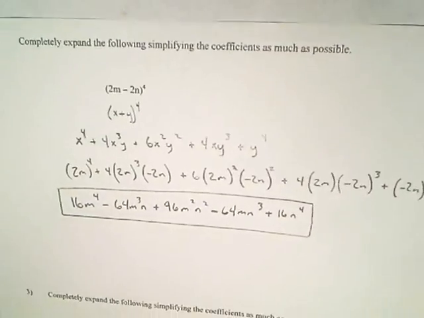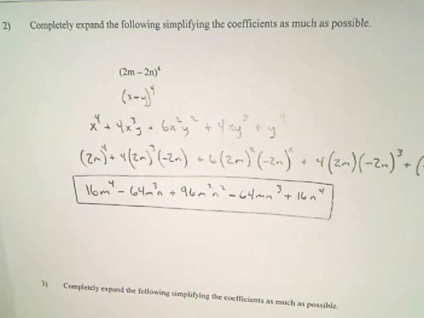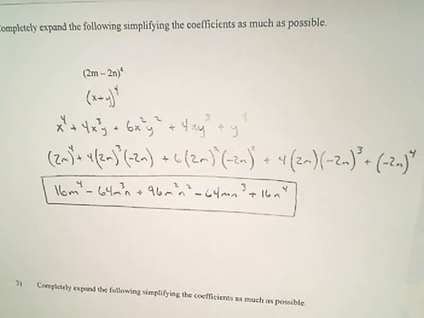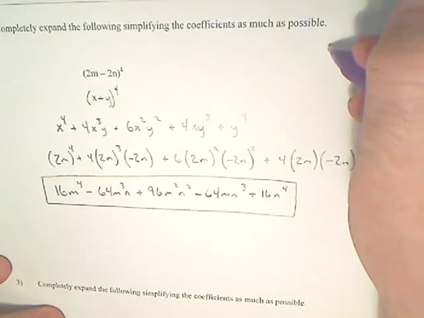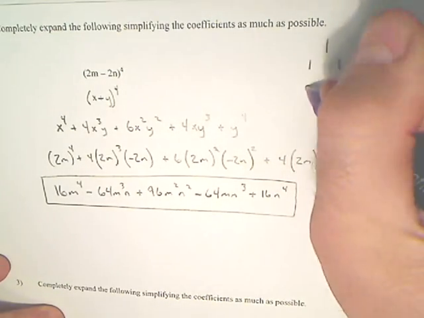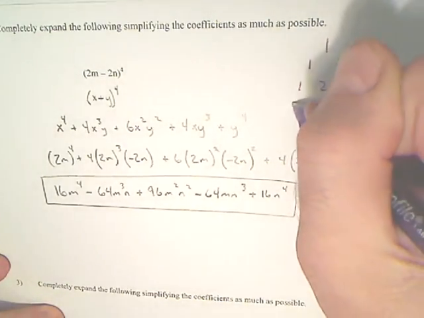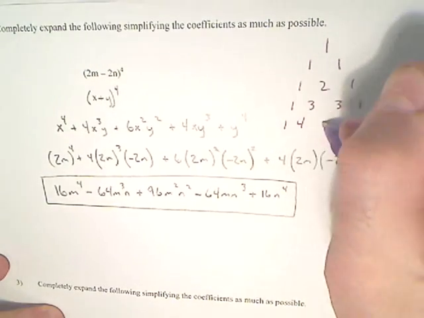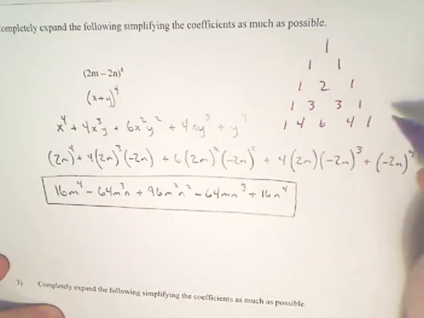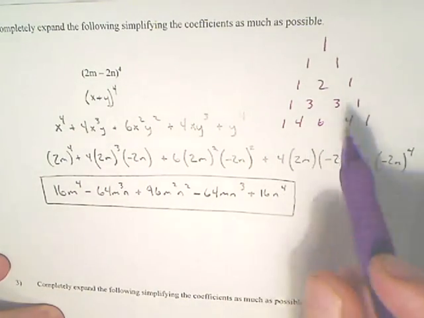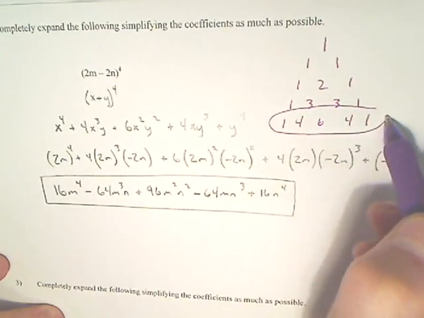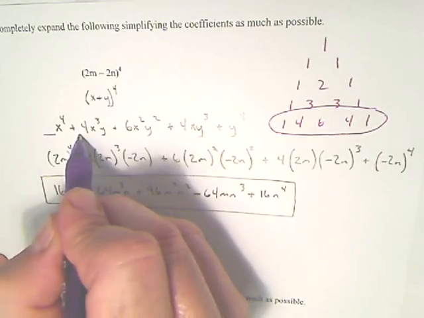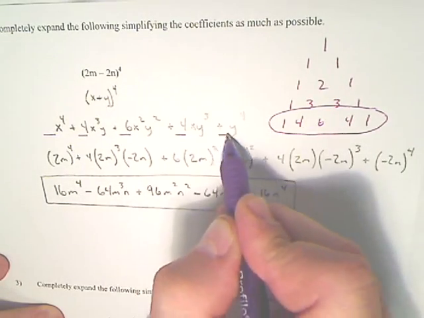Okay. The answer to number 2 is here. I don't have Pascal's triangle drawn. I'll redraw it for you. So you'll see the coefficients of this row used: 1, 4, 6, 4, 1.